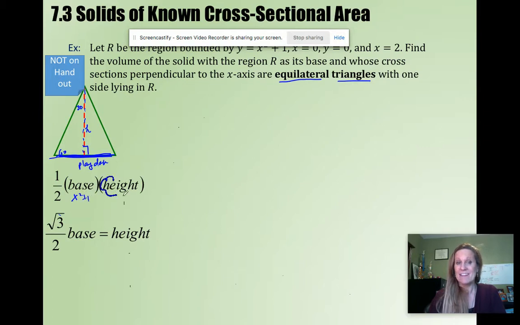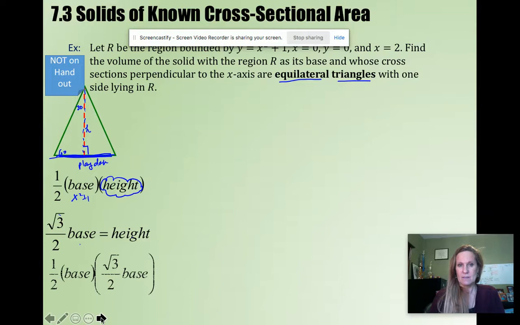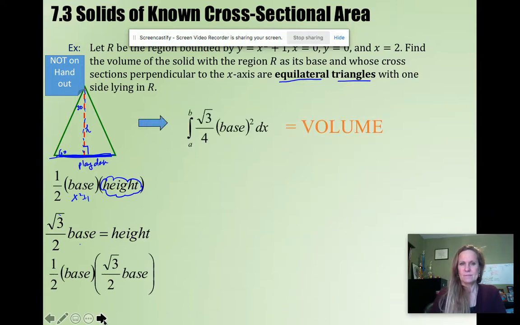So I wanted to get the height in terms of the base. And with an equilateral triangle, the height is √3 over 2 times the base. So I multiplied the 1/2 and the √3/2, and I got √3/4.